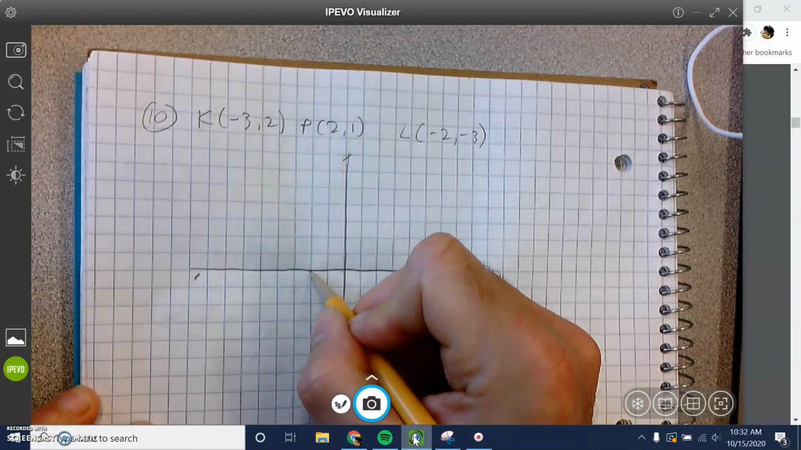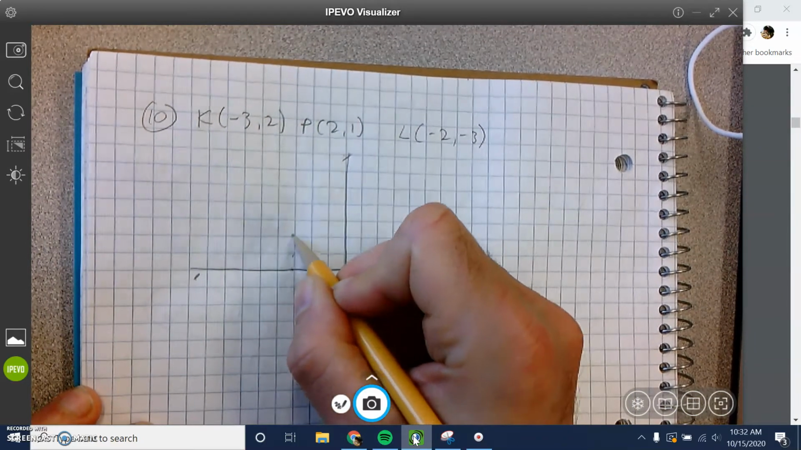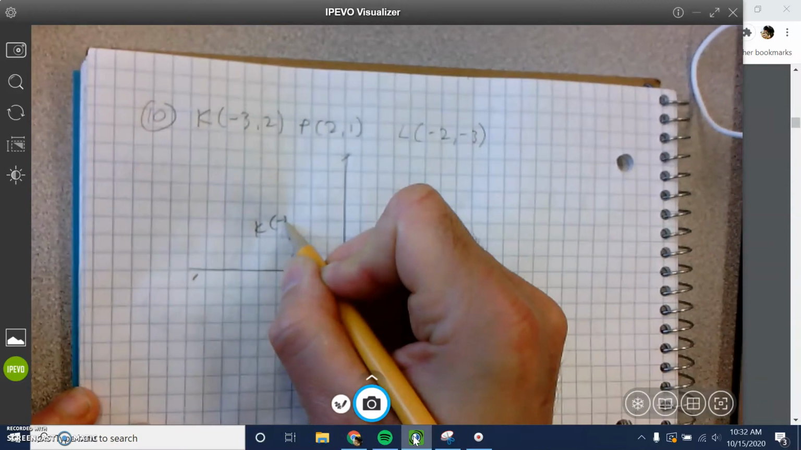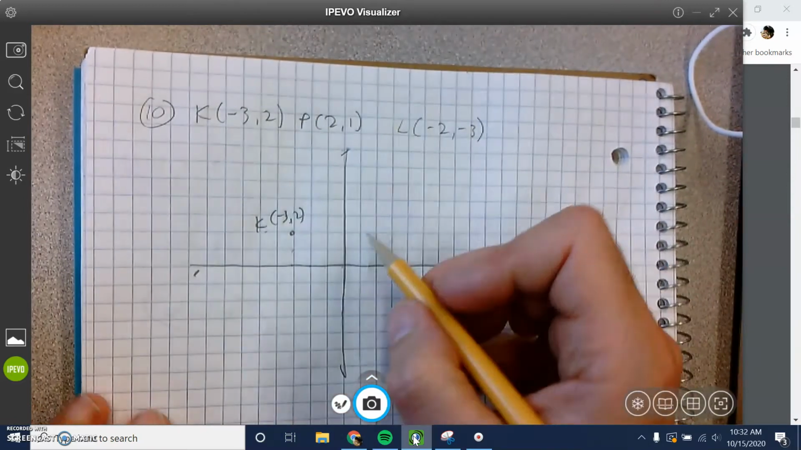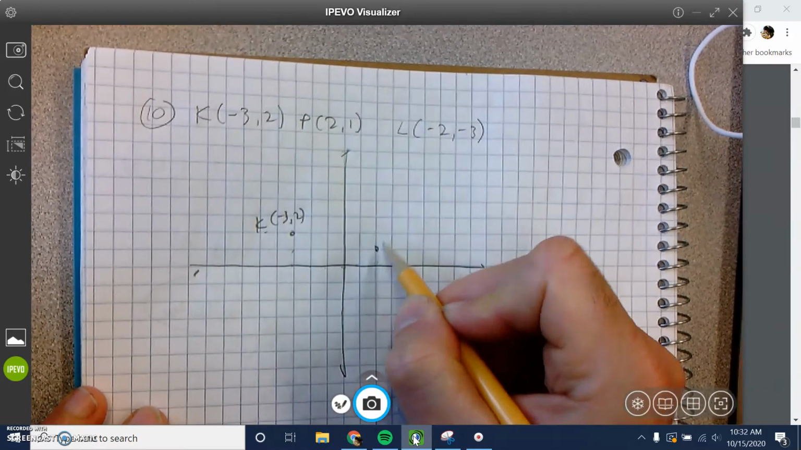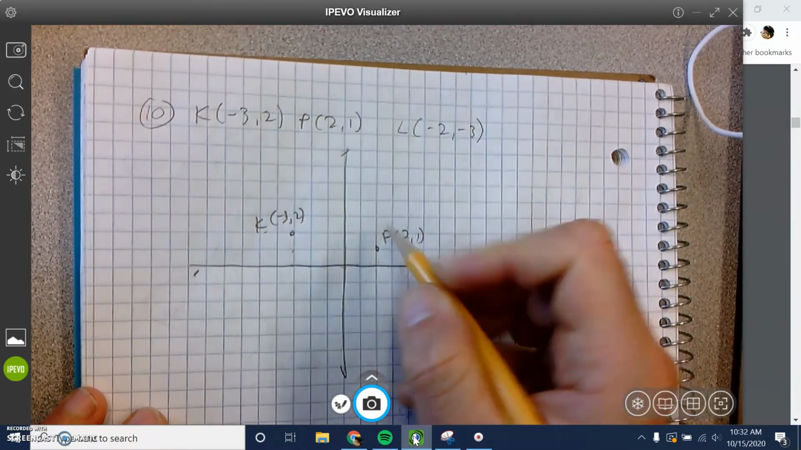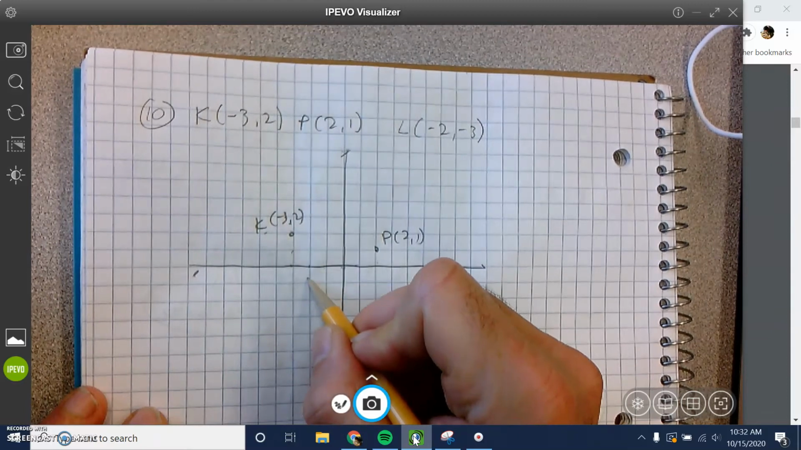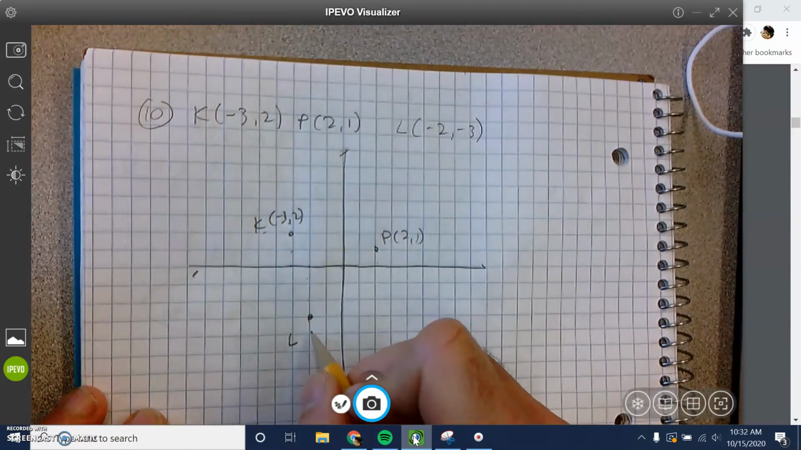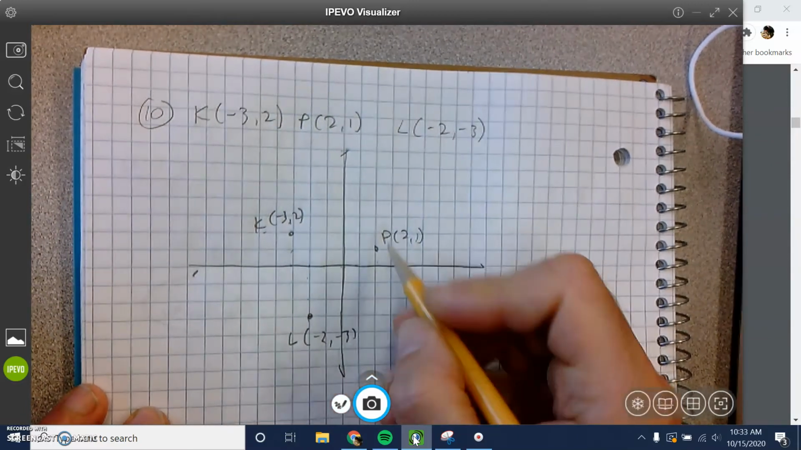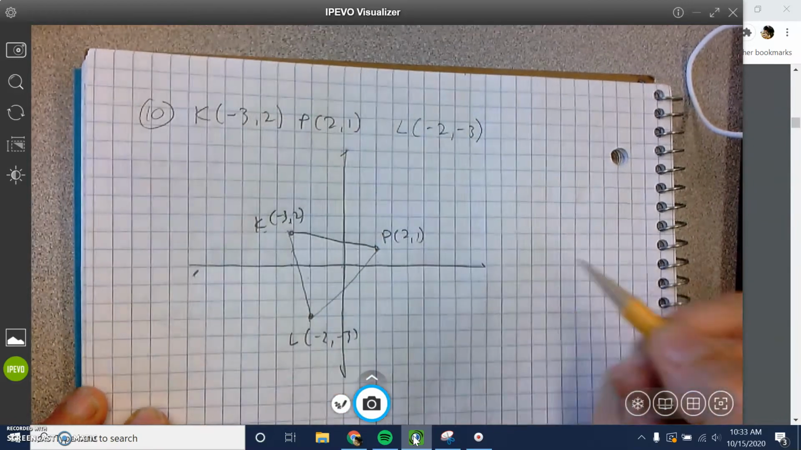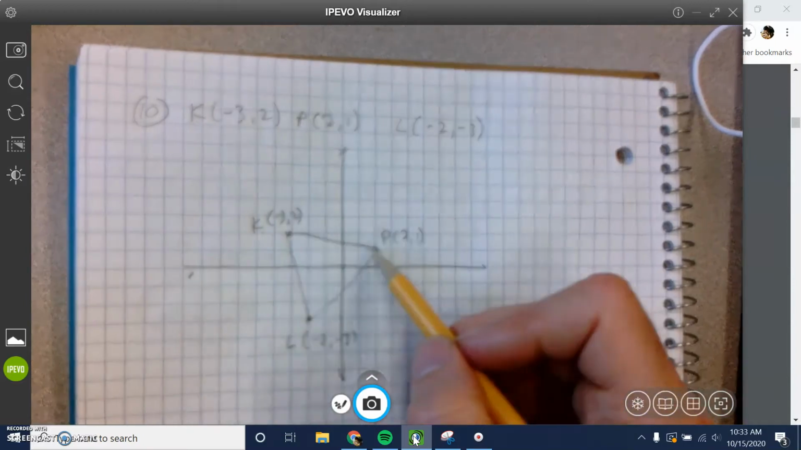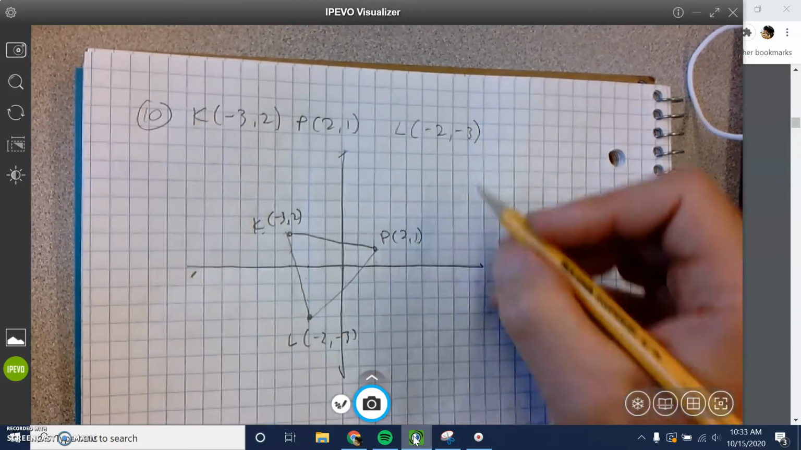K is 1, 2, 3, negative 3, 2, right here. K is negative 3, 2. Always put the letter in the point right there. So P is 2, 1 right here. And L is negative 2, negative 3 right here. Okay, so there's my triangle right there. So I need to do distance formula with all 3 sides.